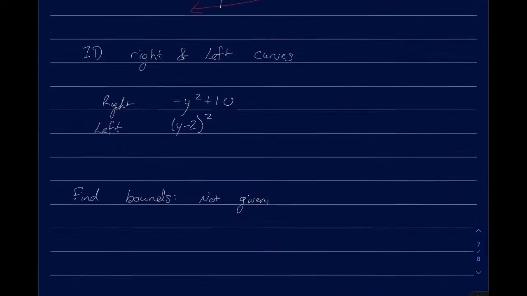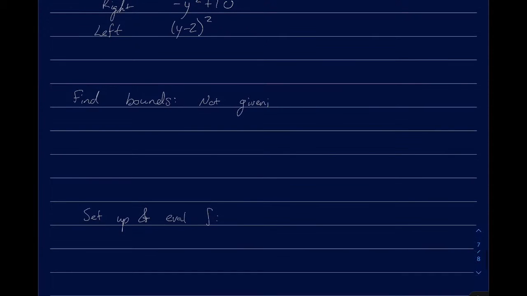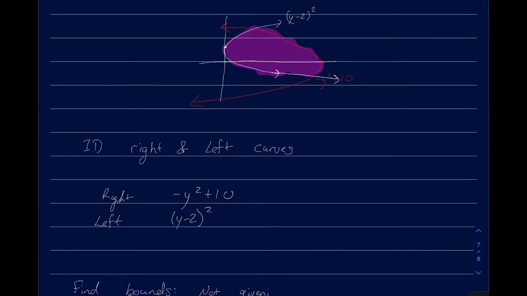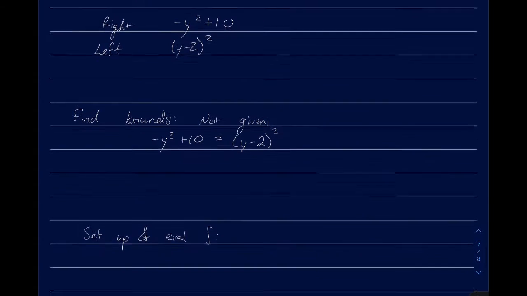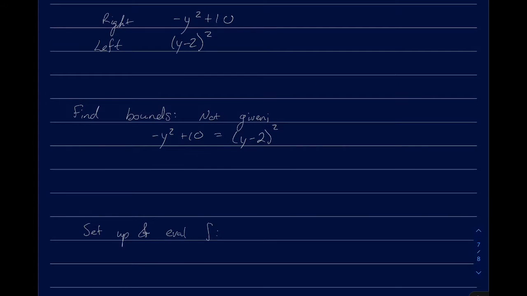Okay, next we have to find our bounds. They're not given, and we're going to have to find them. So as before, we're just going to look at these intersection points where they meet up. And to find out what those exact values are, we're just going to set them equal to each other. So negative y squared plus 10 is equal to (y minus 2) all squared. And once we set up this equation, we can solve for y. We get y is equal to negative 1, and y is equal to 3.